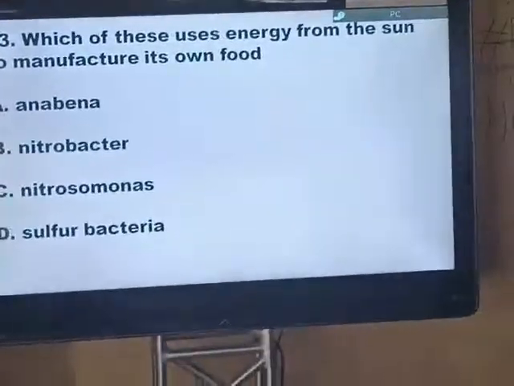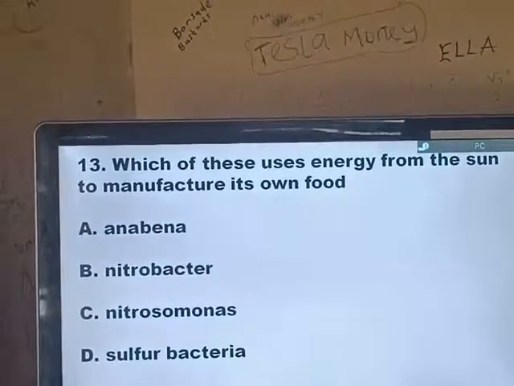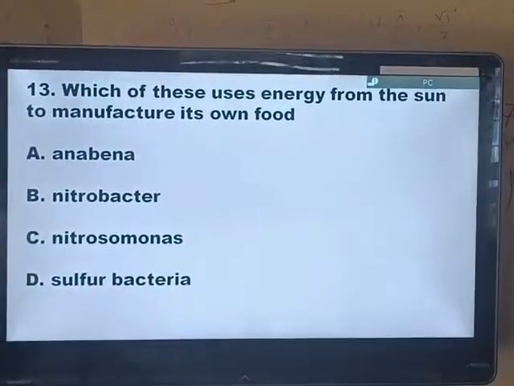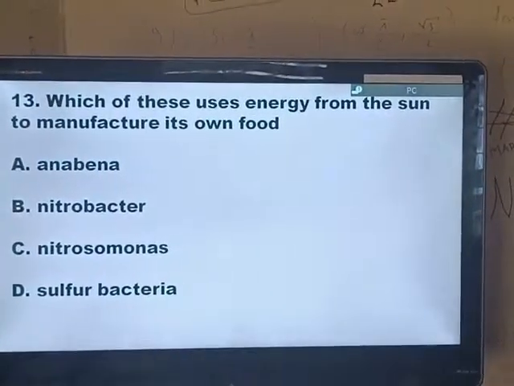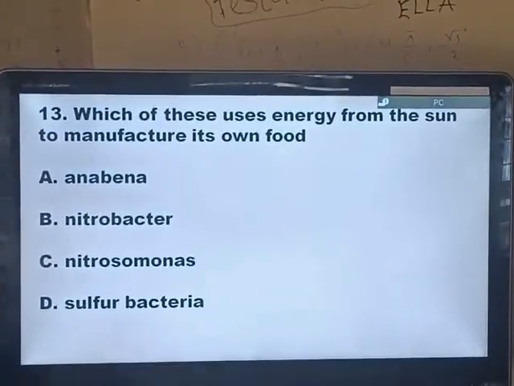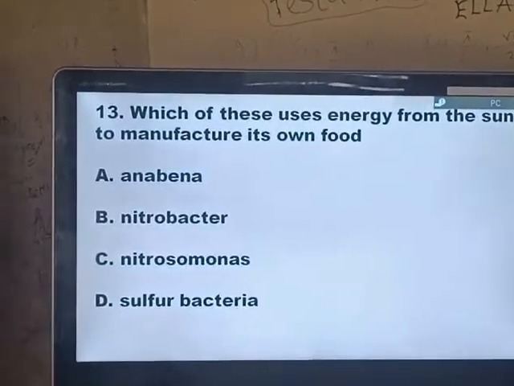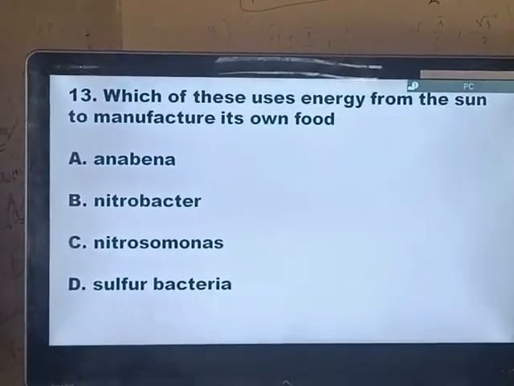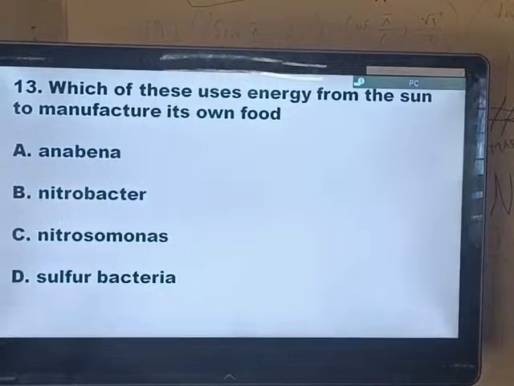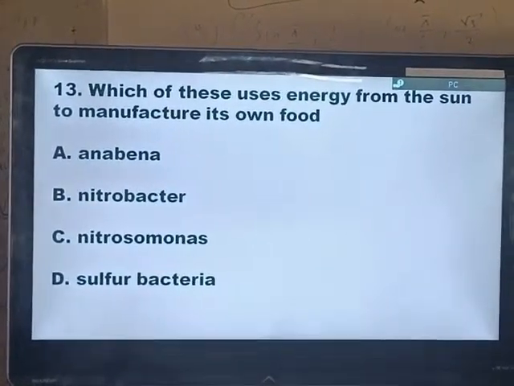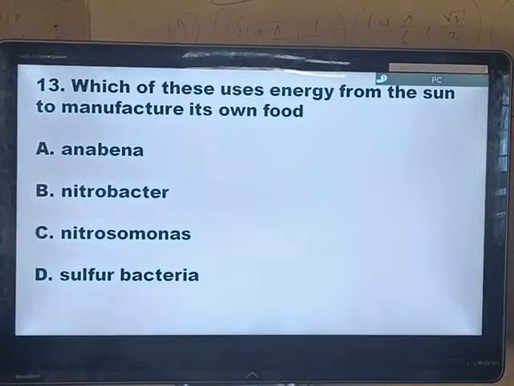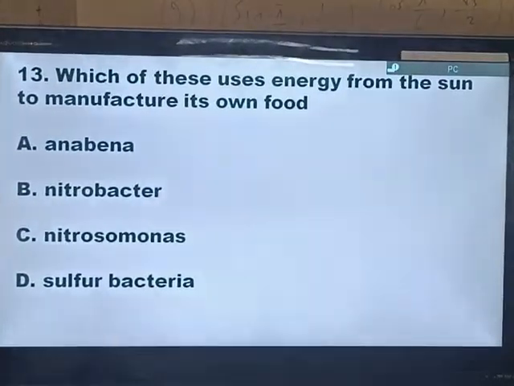Now, don't be confused by option D. Even though sulfur bacteria can manufacture their own food, do they use sunlight? They don't. That is why we call it photosynthesis. The word photo comes from light, from the sun. But in the case of sulfur bacteria, they carry out chemosynthesis. That is, they don't use sunlight. They use chemical substances, inorganic chemical substances. That's what is called chemosynthesis. So the correct answer is option A, Anabaena.